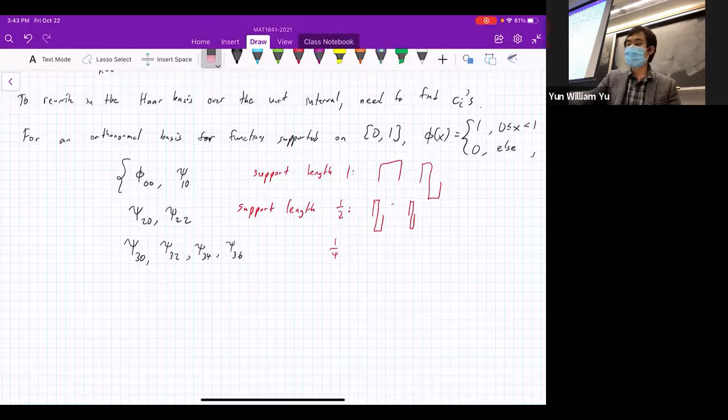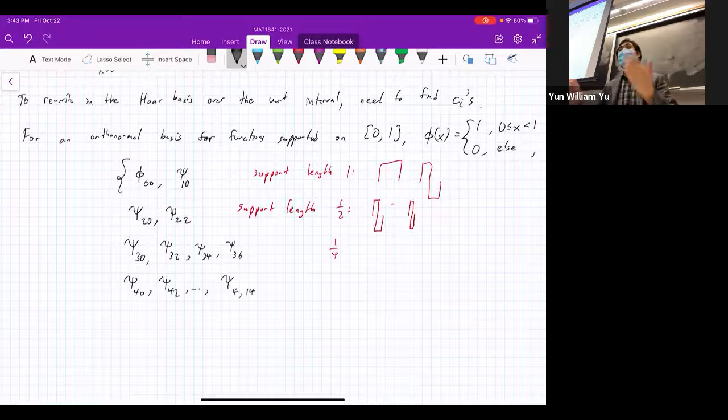So if you were to keep on going, psi 4,0, you'd have to go all the way through by 2s. So psi 4,2, up to psi 4,14. You're going to have 8 of them, but the indices are going to go up through 16 because we're going by 2s. And this is going to have support length 1/8, and so on.